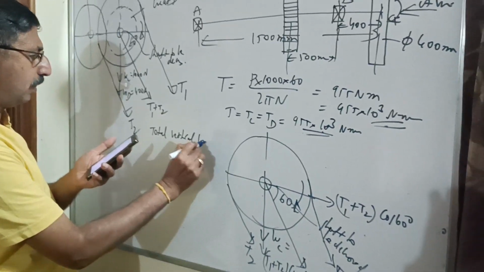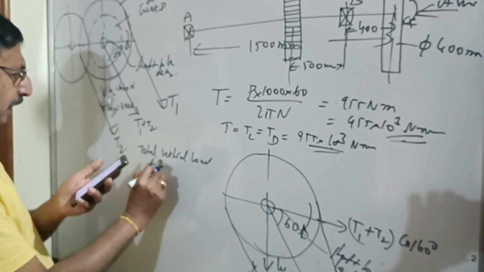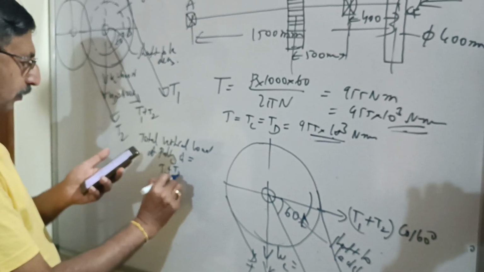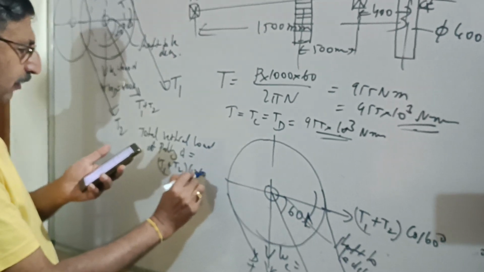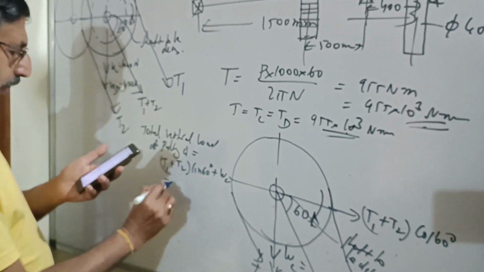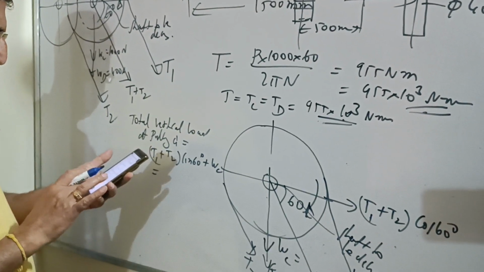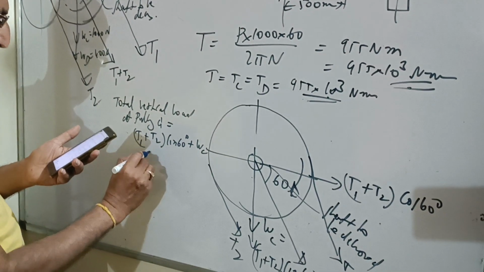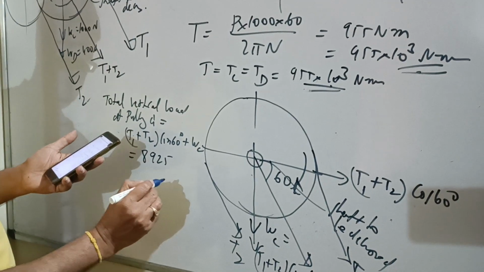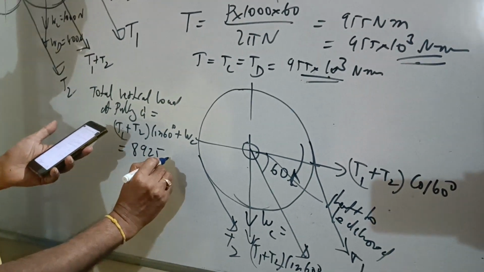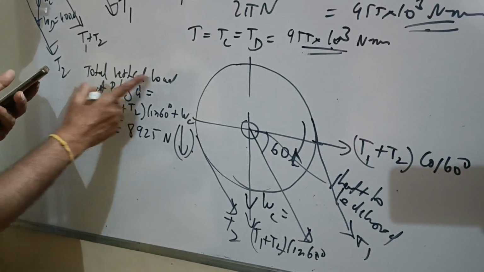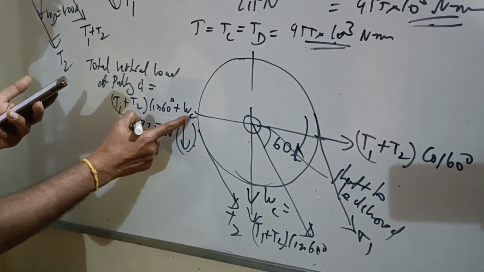Total vertical load at pulley C is now T1 plus T2 sin 60 plus WC. If I do that, I will get... Now please do the simple calculation at home later. Now I'll just give the final solution here. I mean Newton. That is downward. So total vertical load at pulley C is T1 plus T2 sin 60 plus WC.